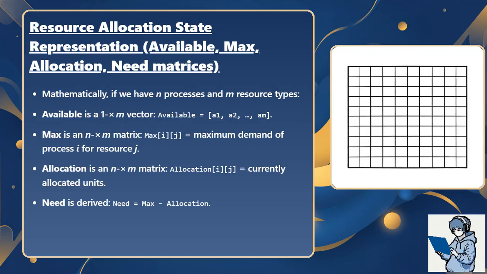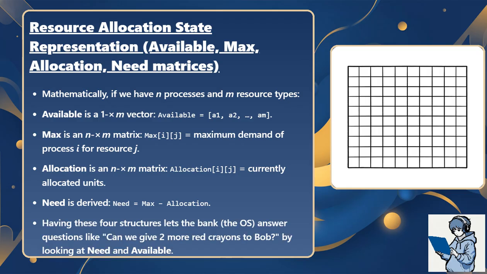Mathematically, if we have n processes and m resource types, available is a 1 by m vector. Available equals a1, a2, up to am. Max is an n by m matrix. Max[i][j] equals the maximum demand of process i for resource j. Allocation is an n by m matrix. Allocation[i][j] equals currently allocated units. Need is derived. Need equals max minus allocation.